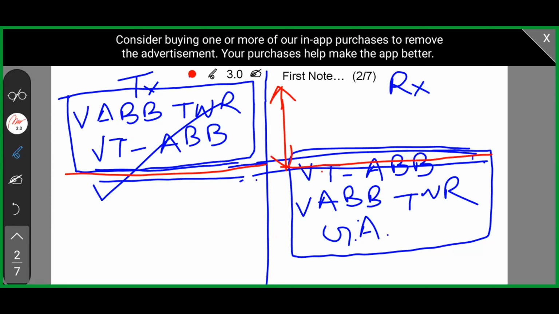In this manner, you are going to write every telephonic conversation. Everyone got it? Any confusion there?